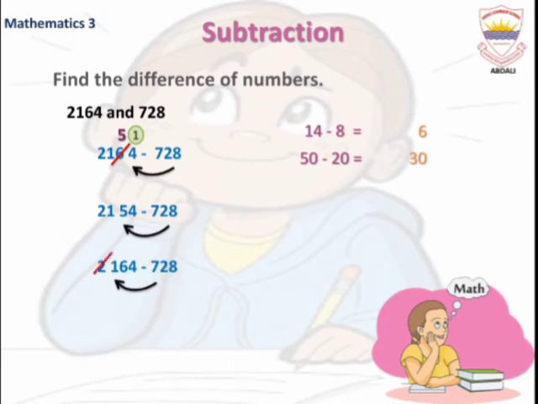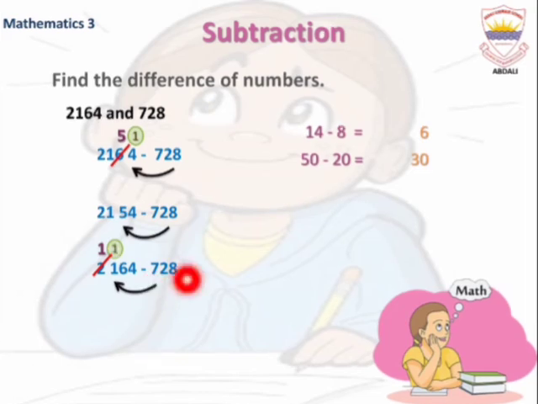Now student, we borrow 1 from 2000. At hundreds place, it's 11. Now we subtract 700 from 1100, we get 400.